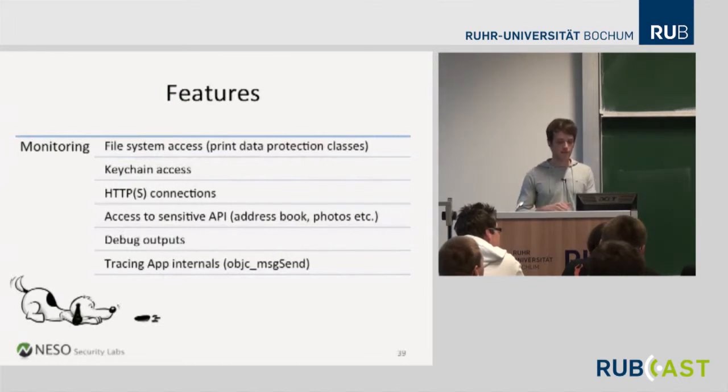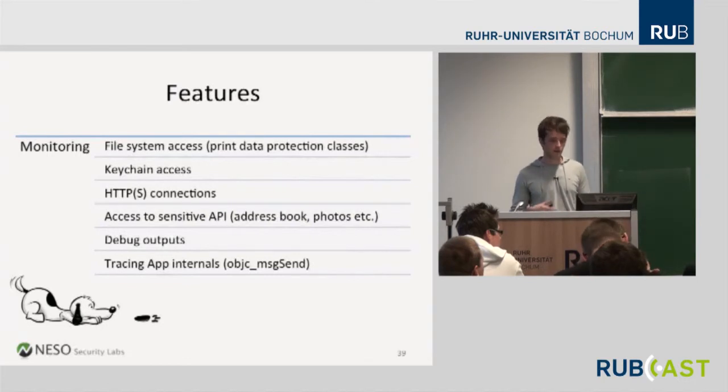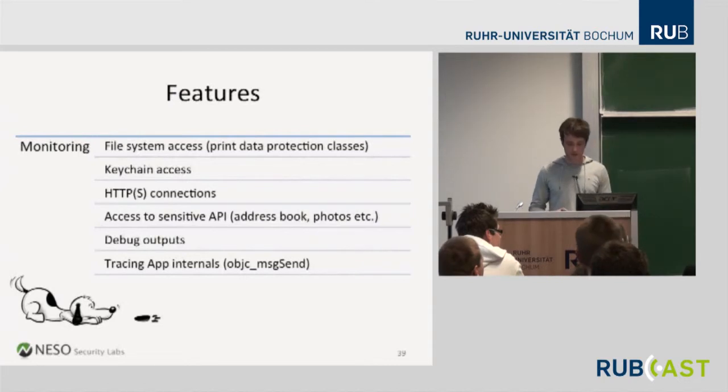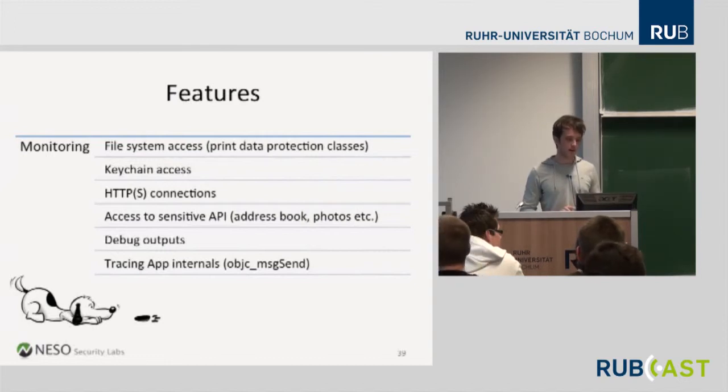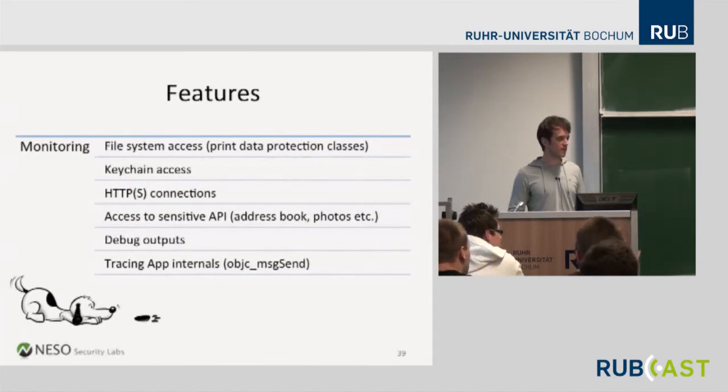We monitor all access to the keychain, all HTTP, HTTPS connections, access to sensitive APIs, like the address book, when an app accesses your photos or your camera or your location, your clipboard, access to the microphone. It takes you only a few lines of code to switch on the microphone in an iOS app and to transfer the recording to a server. And that wasn't restricted on an iOS device before iOS 7. So every app could do that. And we could spot those privacy leaks.